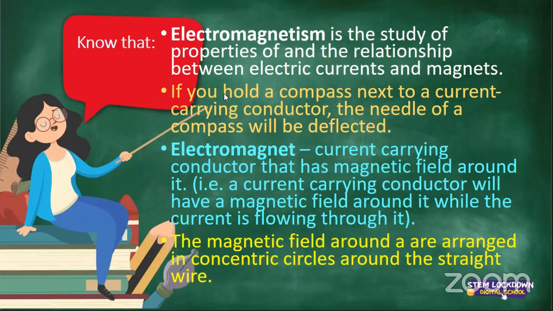Right. The magnetic field around a conductor is arranged in concentric circles around the straight wire. So that is, if you have a wire that is carrying current, there will be a magnetic field arranged in concentric circles around that straight wire.